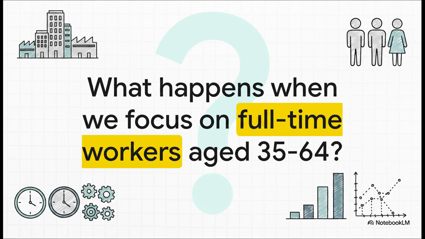We know things like work and age are huge factors in people's lives. So what if we zoom in? What if we filter our data and only look at people who are in their prime working years, say 35 to 64, and are working full-time? Does the story change? Let's find out.